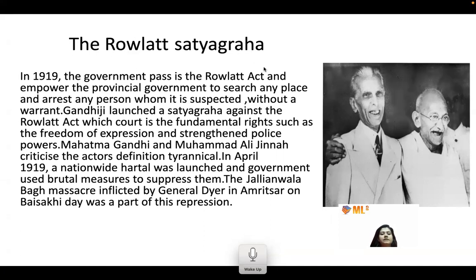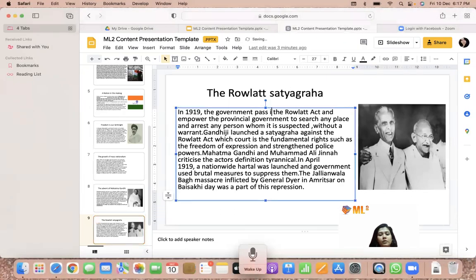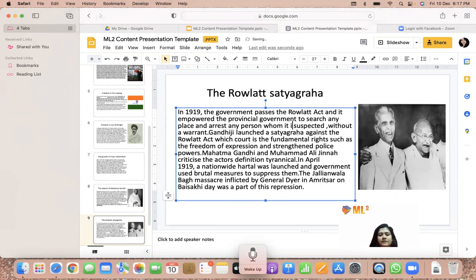So the Rowlatt Satyagraha. In 1919, the government passed the Rowlatt Act, and it empowered the provincial government to search any place and arrest any person whom it suspected without a warrant. Now, what did Gandhiji do? Gandhiji launched a satyagraha against the Rowlatt Act, in which the court has the fundamental rights such as the freedom of expression and strengthened police powers.